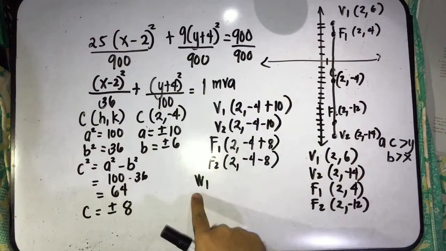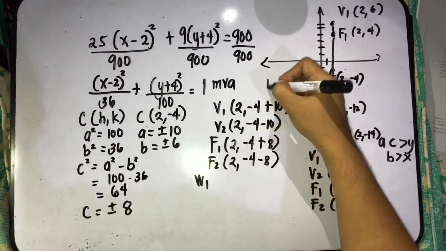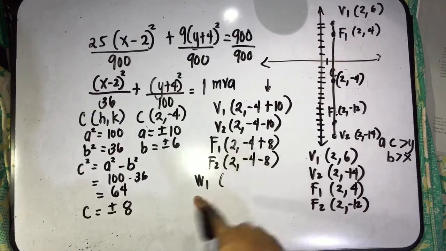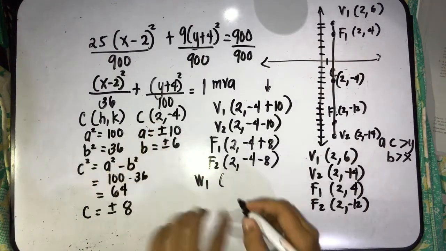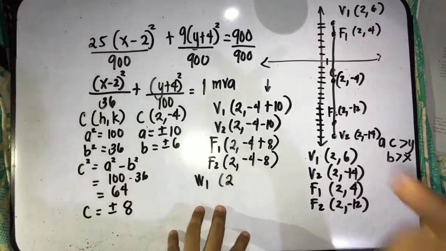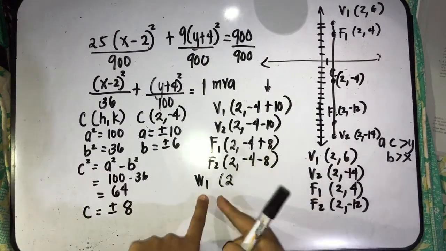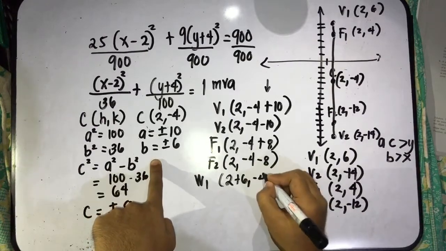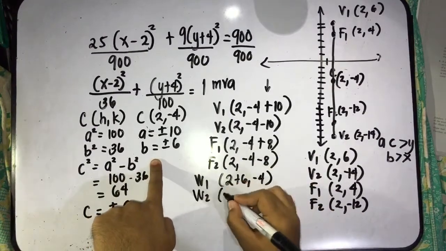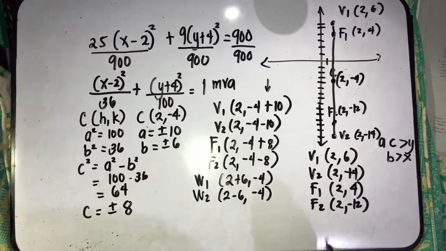So, kuhanin natin W1. Kung sa kanina, ang ginalaw natin is the y-coordinate, dapat ngayon ang gagalawin naman natin sa minor axis is the x-coordinate. So, x-coordinate nung center, and that is 2. So, dun tayo mag-a-add at magma-minus. So, 2, W1. Sino ba yung W1? Si B. So, 2 plus 6, negative 4. Therefore, W2 will be located at 2 minus 6, negative 4.